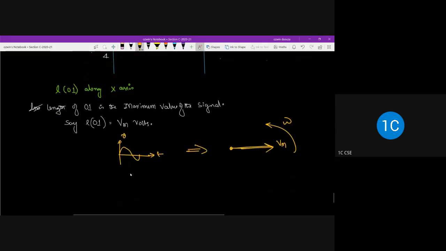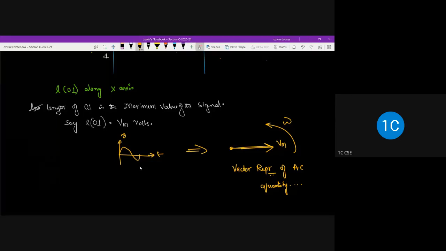So this is called the vector representation of AC quantity. Okay, so in our future discussion, sometimes we may consider waveform representation, or sometimes we may consider the vector representation. Anything is fine. Let us see the context and decide whether to use the waveform or the vector. Okay, now I'll just stop at this point. Just want to ask, is it understood?